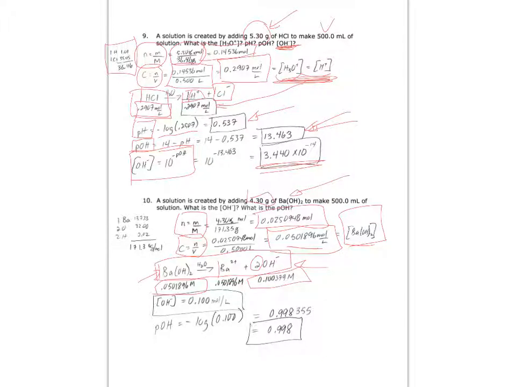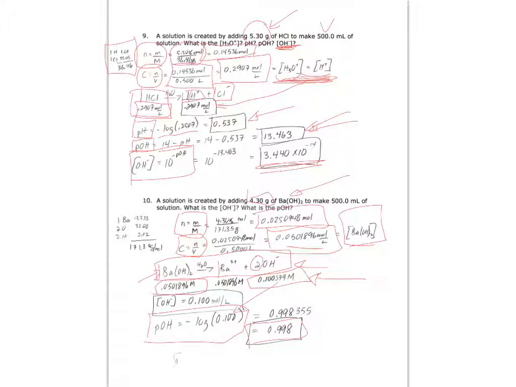So if the original one was 0.05, etc., then I'd have to times that by 2 to get the concentration of the hydroxide ions. Once I have the concentration of the hydroxide ions, then I can use this formula here to figure out the POH. So the POH is negative log of that, and if you do that, it comes out to 0.998.